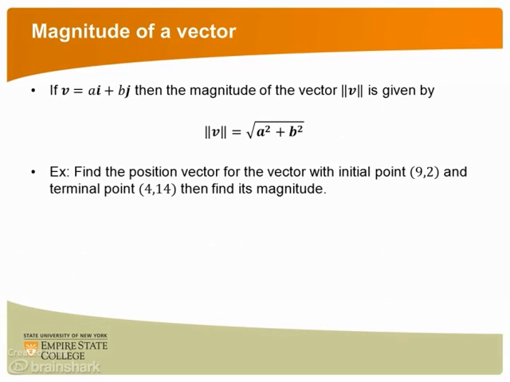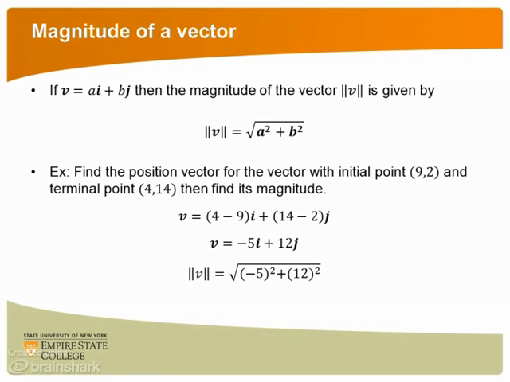Suppose we have the vector from initial point (9, 2) to terminal point (4, 14). First, we want to find the equivalent position vector. Then we will find the magnitude. Plug into the formula. Our position vector is v equals negative 5i plus 12j. Now we can plug in and find the magnitude of the vector. We have the square root of the quantity negative 5 squared plus 12 squared. After solving, this means that the magnitude of our vector is 13.